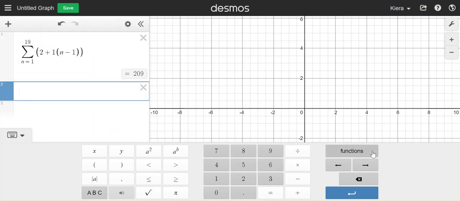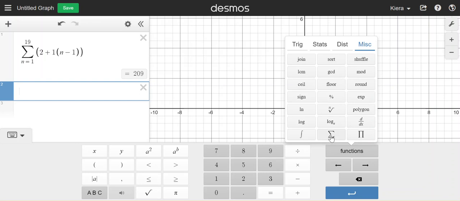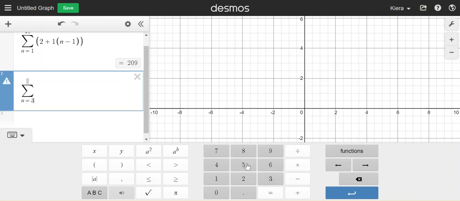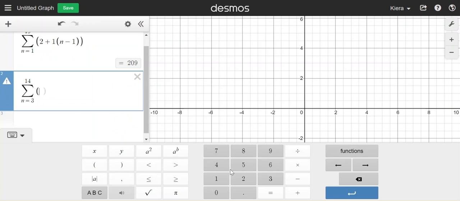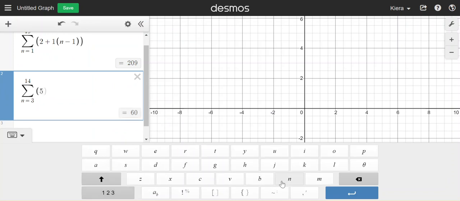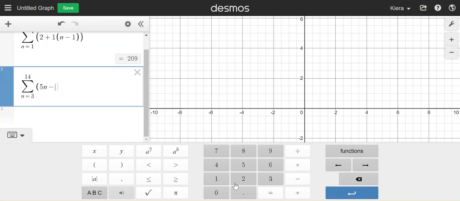So again, functions, miscellaneous tab, summation, we're starting at the 3rd term, we're going to the 14th, and 5n minus 2 is our rule. So that one adds up to 486.